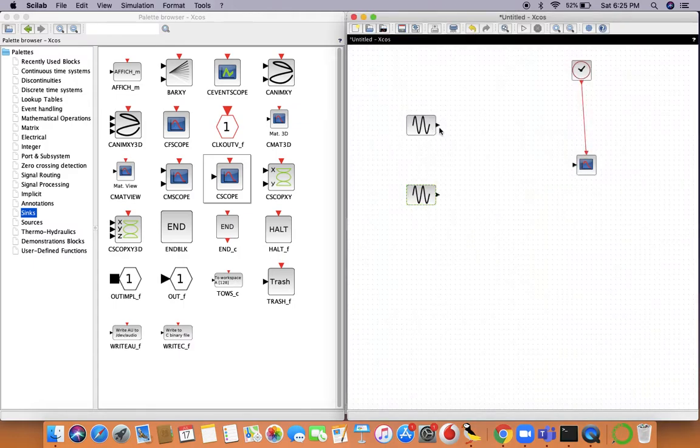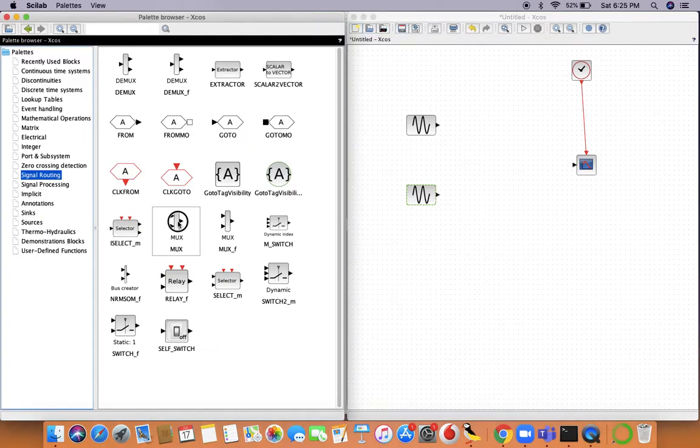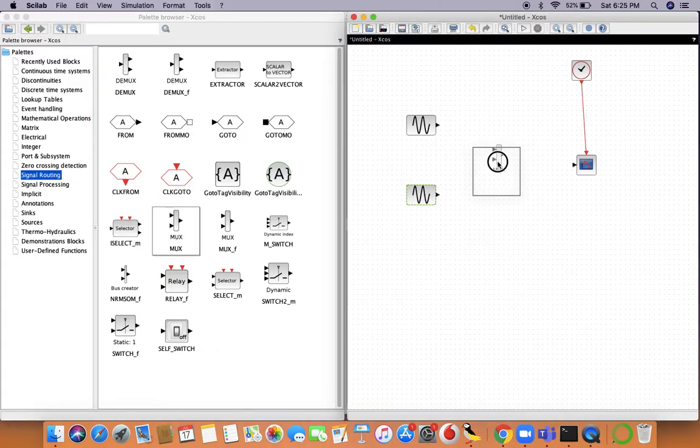So if I want to watch these two waves as they evolve together, what should I do? As we've discussed earlier, we go to signal routing and we insert a mux block right here. So this function goes to the first port, this one goes to the second port, and the mux outputs to the C scope.